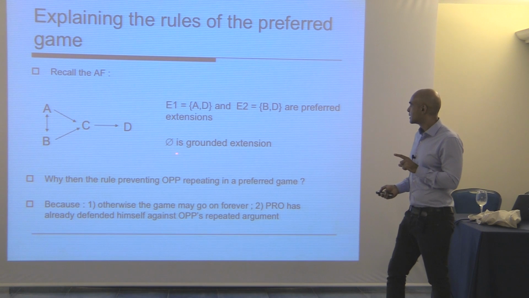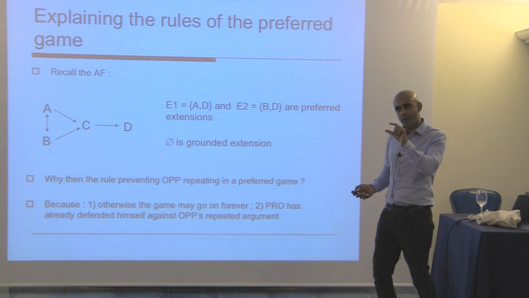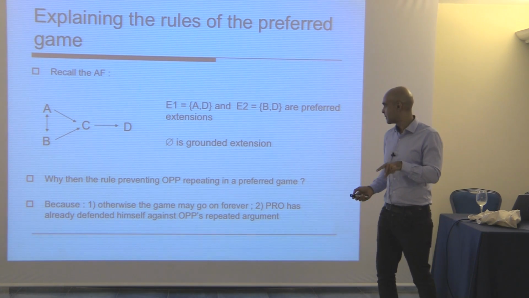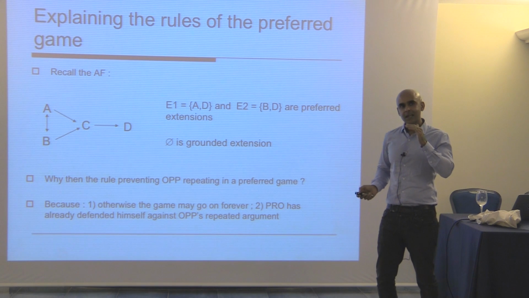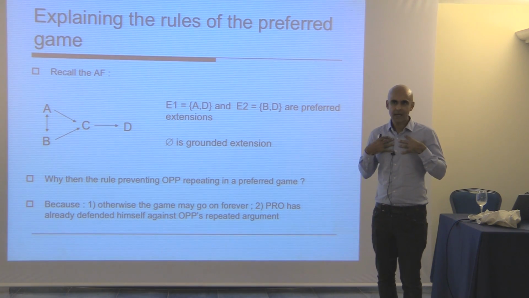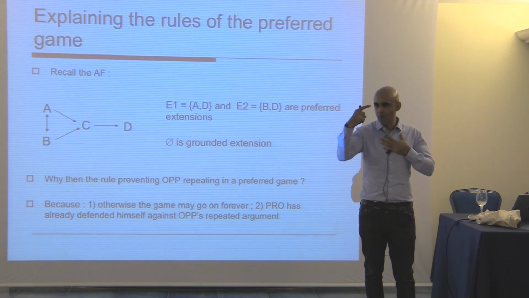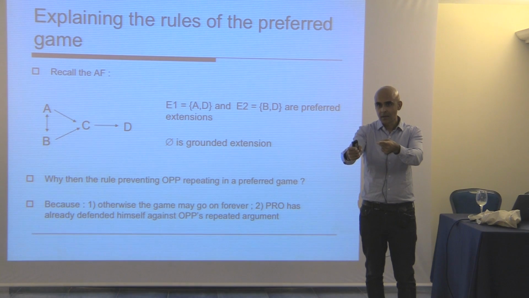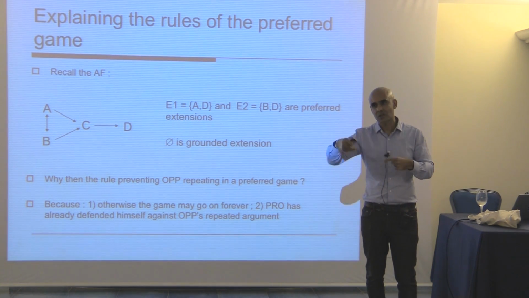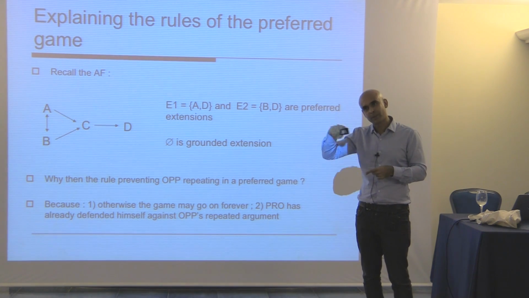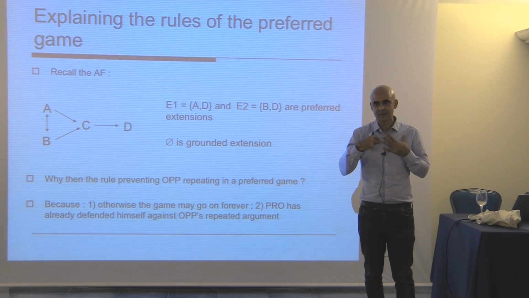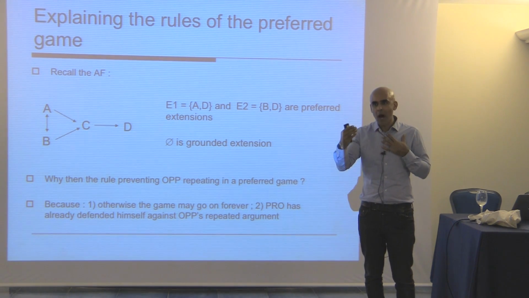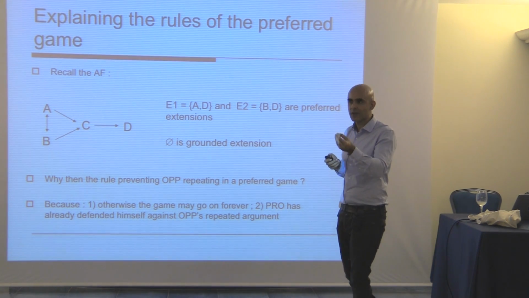In the preferred game, we have a rule preventing op from repeating in the same line of dispute. Why is that rule there? Because otherwise the game could go on forever, infinitely. Furthermore, intuitively, supposing I've got X, right? There's X attacking Y and Y attacking X. Pro moves X, op moves Y. Because it's a preferred game, I can reuse X to attack your Y. Now what if op moves Y again, and then I move X, and then op moves, etc., ad infinitum? So we stop op from repeating. I've already defended against your Y with my X. So X, Y, X. Okay, that's it. I've done my job. No point you moving Y and then me moving X again. I've already shown that I can defend your Y.